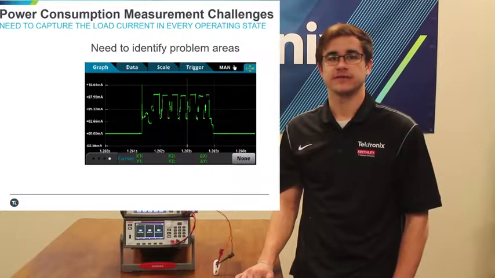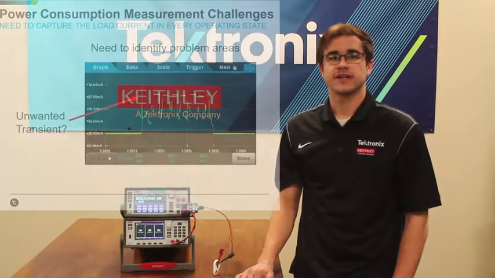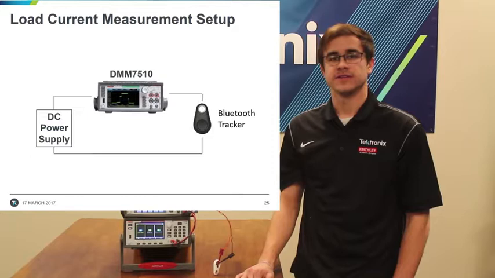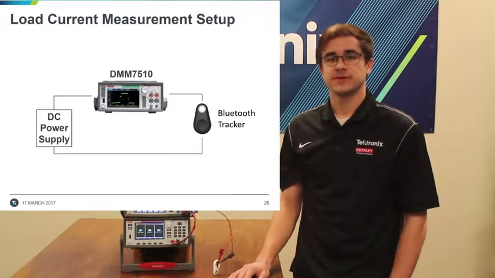Because the 7510 has a sample rate of up to 1 million samples per second, a very clear and detailed waveform can be found, exposing the current profile and allowing you to identify any power-wasting problem areas such as unwanted transients. The large dynamic range and the high sample rate, coupled with an internal buffer capable of storing 27.5 million readings, make the 7510 the ideal instrument for characterizing average current of an IoT device, and doing so over the duration of a typical use case. I will now show you how this can be done using the DMM7510, the Keithley 2281S precision power supply, and a Bluetooth low energy tracker.